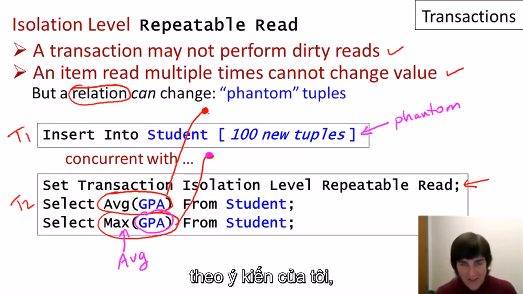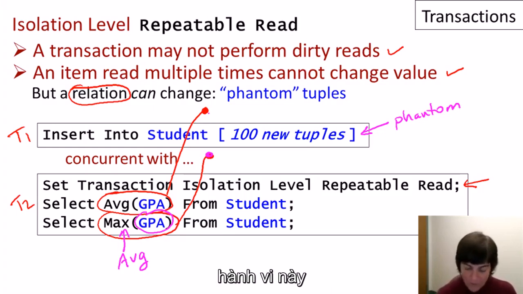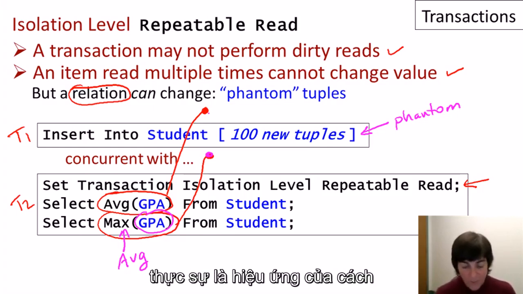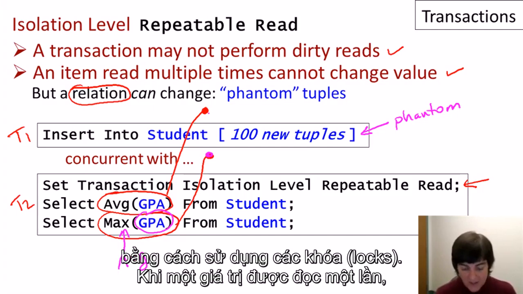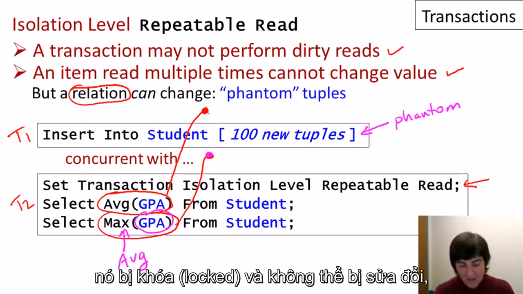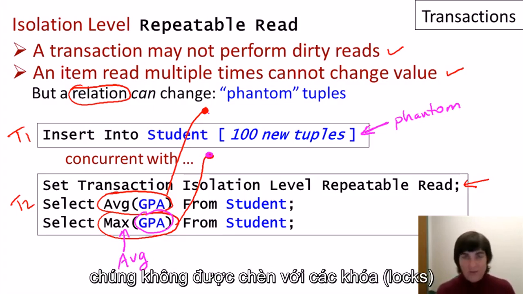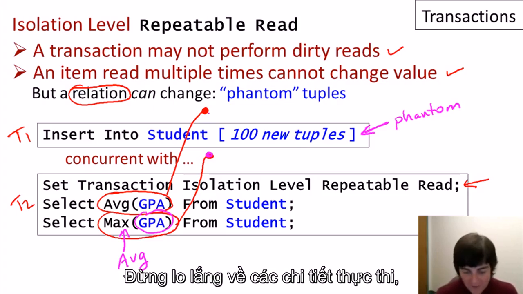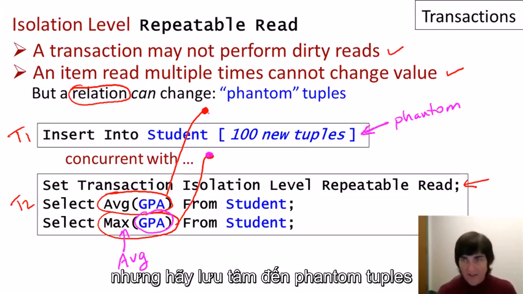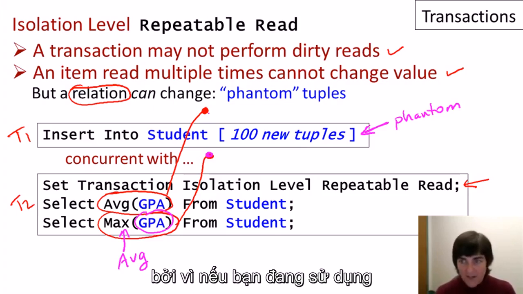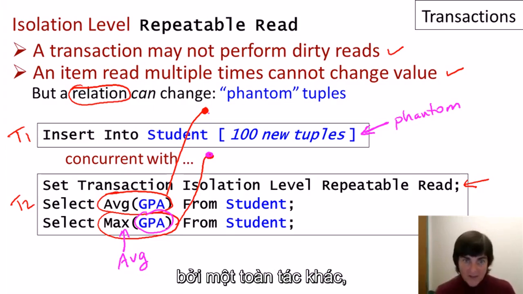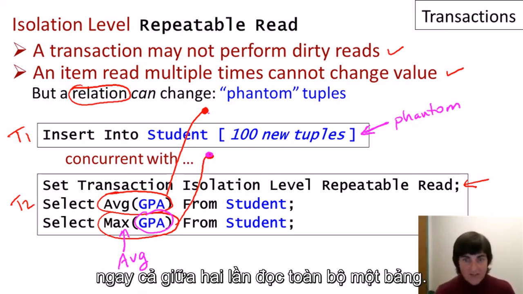Now, I have to say that my opinion is that this behavior within the repeatable read isolation level, although it's part of the standard, is really an effect of the way repeatable read is implemented using locks. When a value is read once, it's locked and it can't be modified, but when we insert new tuples, they aren't inserted with locks, and so they can be read in a second read of the same relation. Don't worry about the implementation details, but do worry about phantom tuples, because if you're using the repeatable read isolation level, you do need to know that insertions can be made by another transaction even between two entire readings of a table.